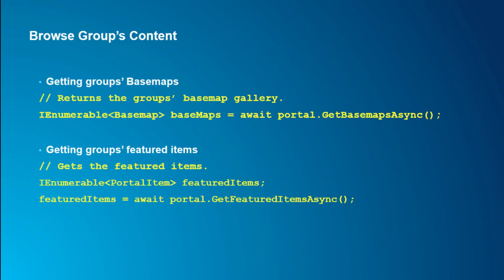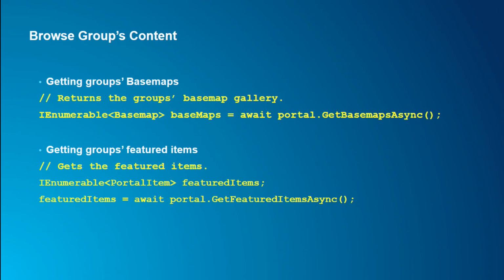And similarly to those base maps, we also have a similar method in this second bit of code here, where we have a method attached to portal which allows us to get featured content. So this does a similar thing. Previously with the get base maps async, we're only getting the base maps which the group wants us to use. But this featured items async allows us to get any type of content which the group has decided to make a featured item. So we can grab those and use those, and they'll be available for us to grab.